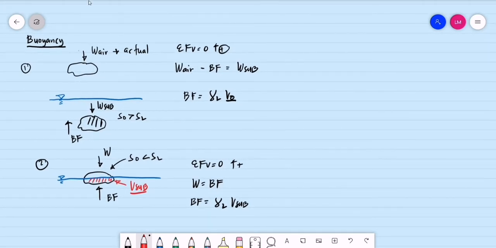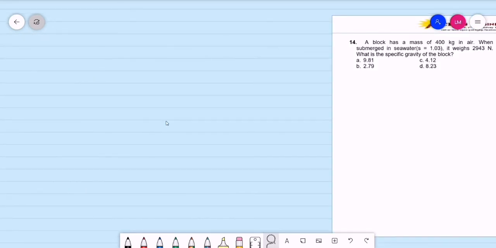So let's have an example. So let's have this example. A block has a mass of 400 kilograms in air. So when submerged in seawater, let's say the specific gravity of seawater is 1.03, it weighs 2,943 newtons. What is the specific gravity of the block?